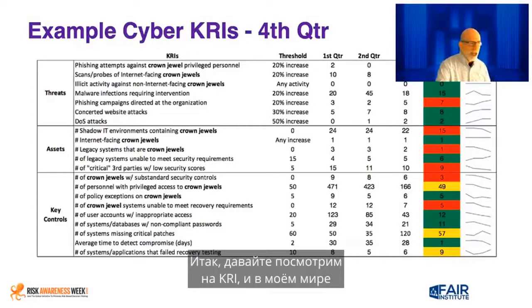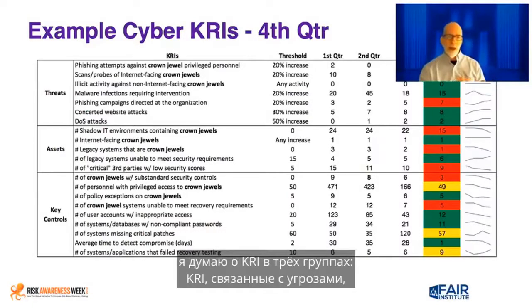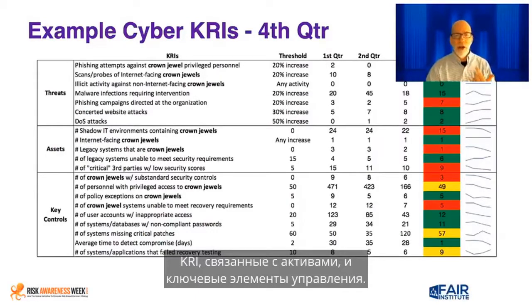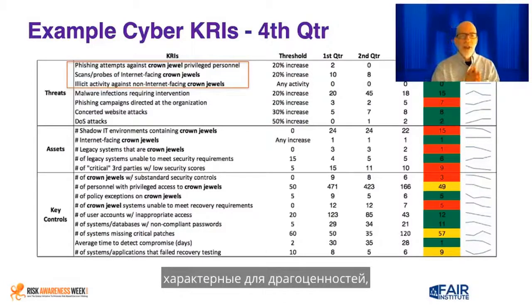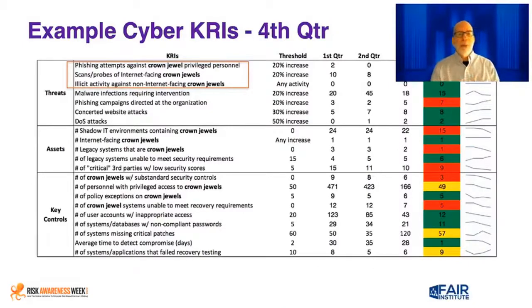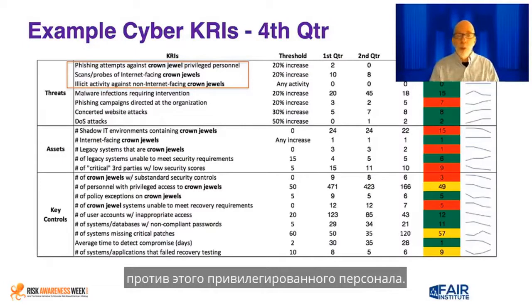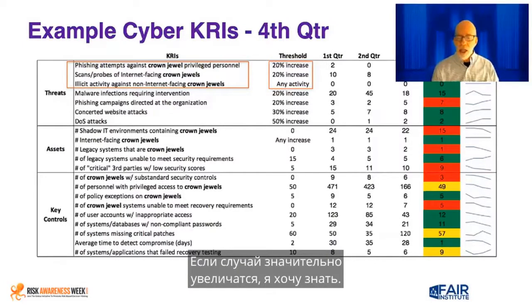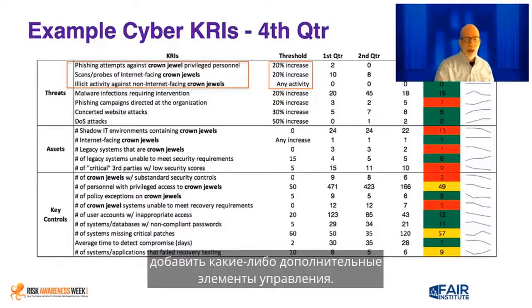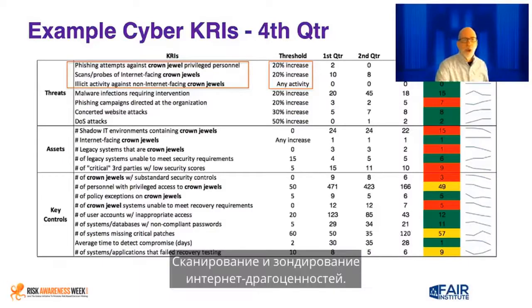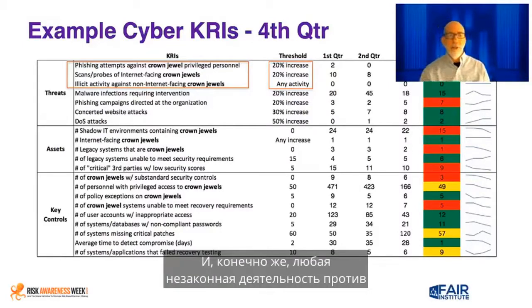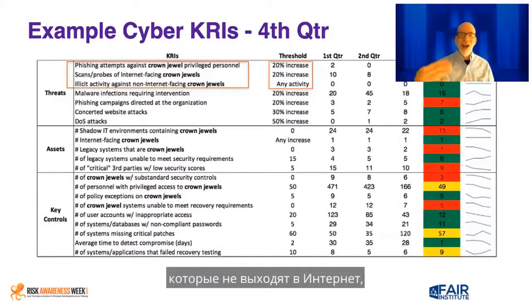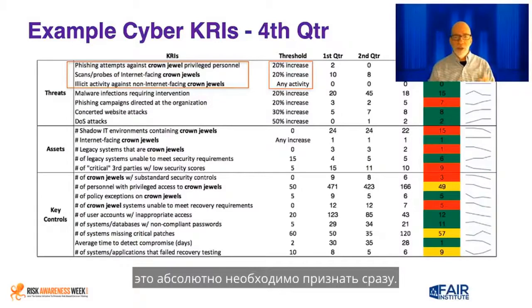So then let's look at KRIs. And in my world, I think of KRIs in three buckets: threat-related KRIs, asset-related KRIs, and key controls. And so let's look at just, and this isn't a comprehensive list, this is just an example. Let's just look at those KRIs that are specific to crown jewels. And again, these are just examples. So for example, phishing attempts against those privileged personnel, if there's a significant increase in that, I want to know, maybe something's up. Maybe I need to add additional controls of some sort. Scans and probes of internet-facing crown jewels, if there's a significant increase there, I want to know about it. And certainly any illicit activity against crown jewels that are internal to the organization, that are not internet-facing, that absolutely needs to be recognized right away.